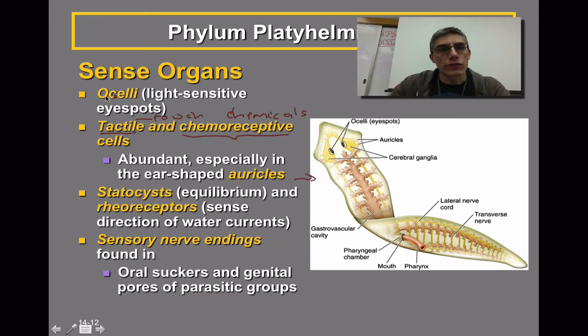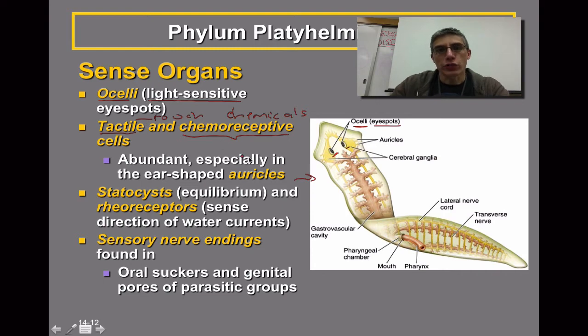Now, these animals have something called ocelli, and you can see the ocelli right here, and sometimes they're just simply called the eye spots of the planarian. And you can see right here they literally do look like eyes on this animal. Now, they aren't able to see actual images, but they are considered light sensitive, so they can pick up various levels of light within the environment. So in addition to the ocelli, these animals also have an abundant amount of tactile and chemoreceptive cells.